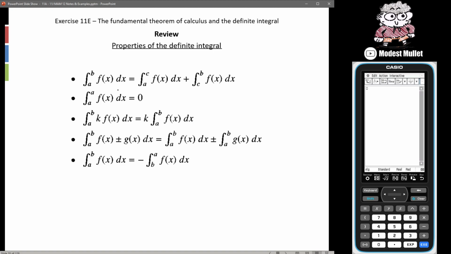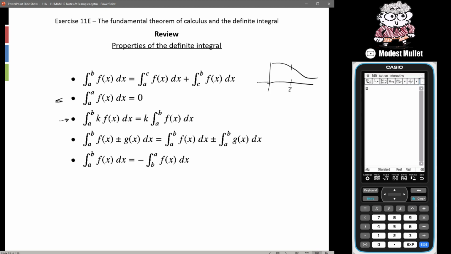Rightio, so here are some of the rules that we've talked about. Let's start by explaining this one. This one's pretty simple. If your two endpoints are at the same spot, then your area is clearly 0. You're finding the area under the curve between x is 2 and x is 2, well, the area is 0.